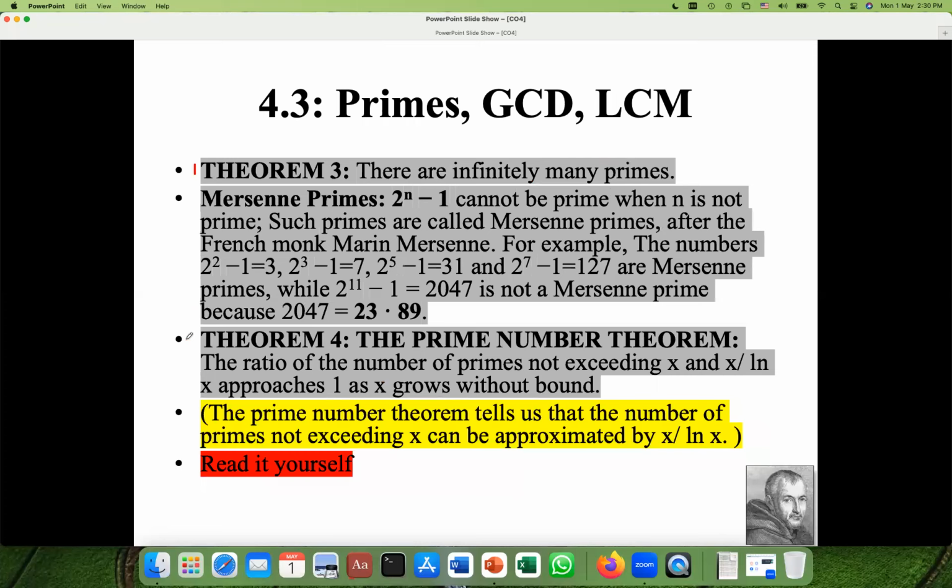Theorem 3: there are infinitely many primes. 2, 3, 5, 7, 11, we don't know where it ends, and so on. We don't know because this set of all numbers is infinite. We can go on and on. So that is a simple statement. Yes, we agree with this statement, theorem 3. And then there is some other name for prime numbers that is called Mersenne primes.